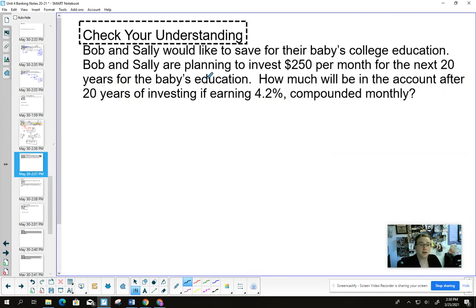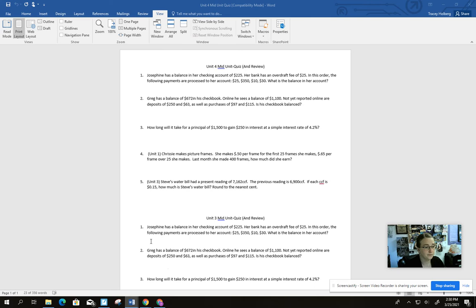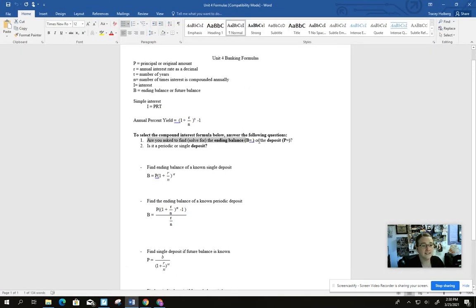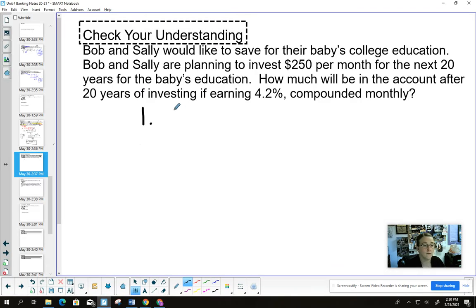Okay, so I want you to try this one. Again, what you need to do is read the question and determine which formula we are going to be using. So ask yourself the first question. Are we finding the ending balance or the deposit? What are they asking us to find? So I'm going to write that. Find ending balance, which is going to be an A B equals formula.